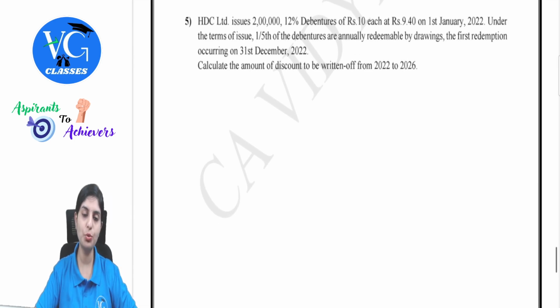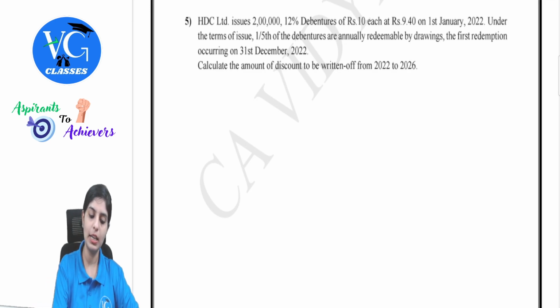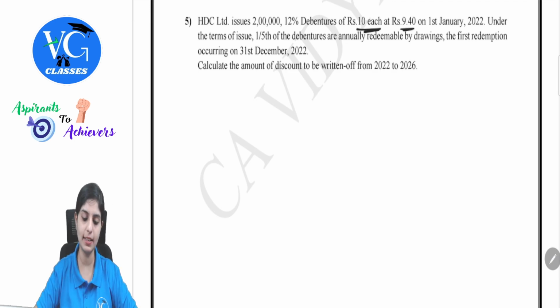HDC Limited issues 2 lakh 12% debentures of 10 each at 9.40 on 1st Jan 2022. In a similar way, 10 each at 9.40 means the issue is happening at a discount. 0.6 would be your discount. Under the terms of issue, one-fifth of the debentures are annually redeemable by drawings. The first redemption occurs on 31st December 2022.